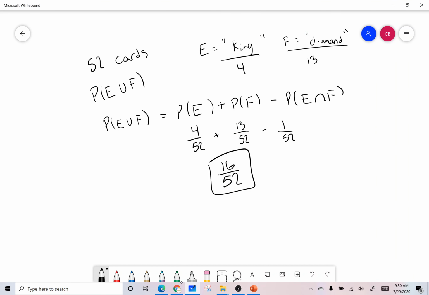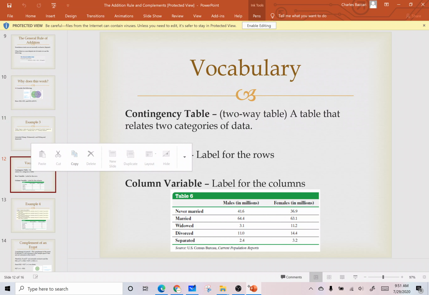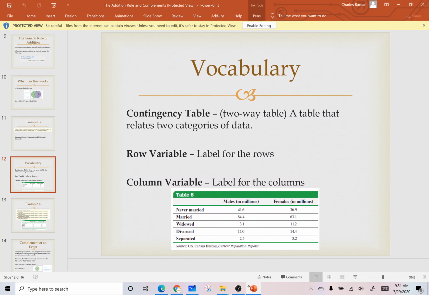Okay, with that being said, let's move on next. A contingency table is a table that relates 2 categories of data. The row variable is the label for the rows, and the column variable is the label for the columns, obviously. So you can see here males is the label for the column variable, and married, never married, widowed are the row variables in this case.